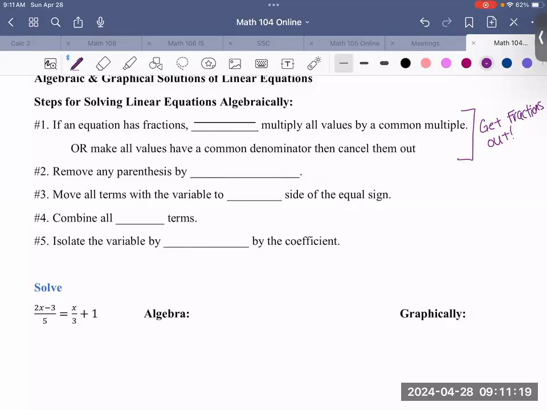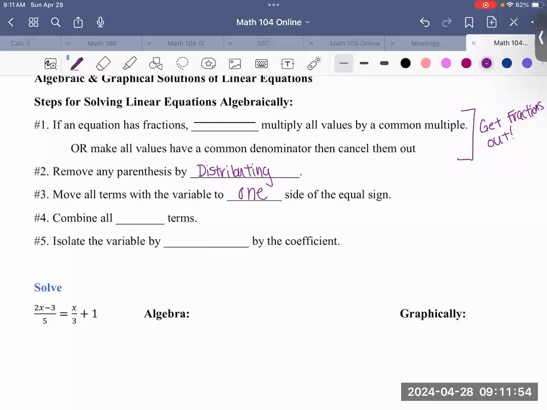So a couple ways that you can do that. So remove any parentheses by distributing. So any parentheses, make sure you distribute throughout that whole parentheses on the inside. Step 3, move all terms with the variable to one side of the equal sign, just as we did on your very last problem of the previous lecture.